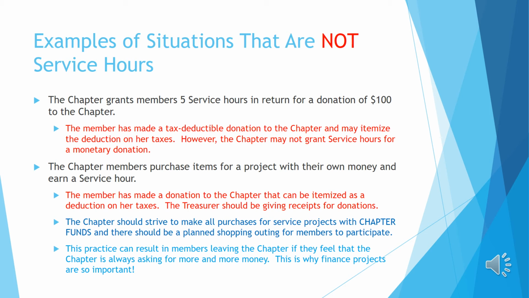NAJA discourages this particular scenario for the same reason noted earlier. There's a good chance that the member is picking up the item or items for the project while she's out shopping for other things, and the time is not really carved out for Junior Auxiliary as service time. Furthermore, how is the chapter to know whether she asked her husband, child, or family friend to pick it up while they were out running their errands? The best practice is to have a dedicated shopping trip for members to participate. This also allows for bonding time among your members.